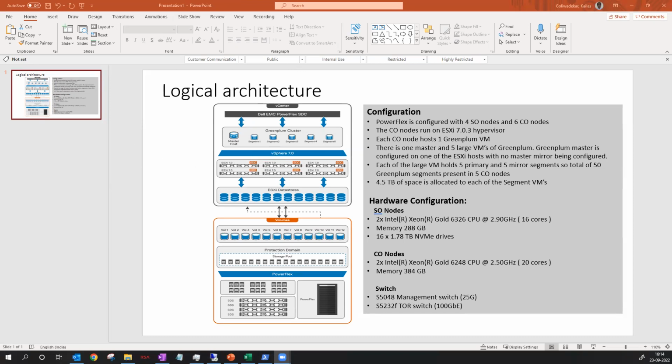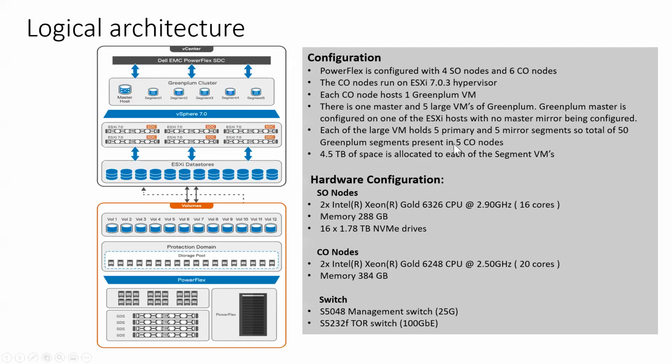Today we are going to see a demo of Greenplum on PowerFlex. So let's begin with the overall logical architecture, how Greenplum has been laid out on PowerFlex. From the PowerFlex perspective, we have 4 SO nodes and 6 CO nodes. The compute-only nodes run on the ESXi 7.0.3 hypervisor.